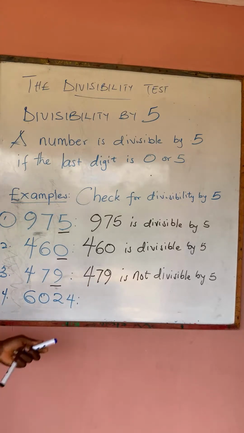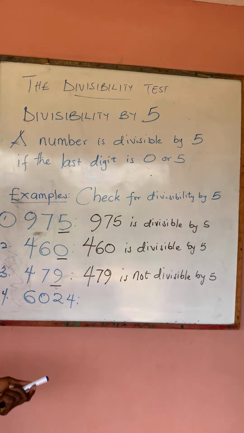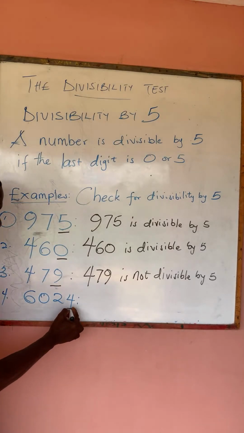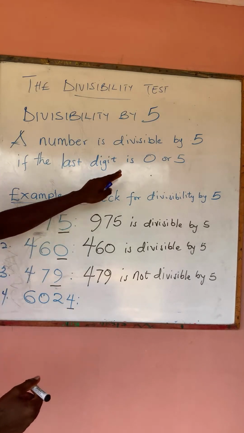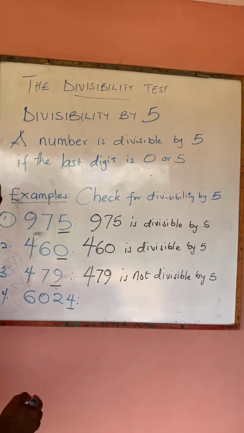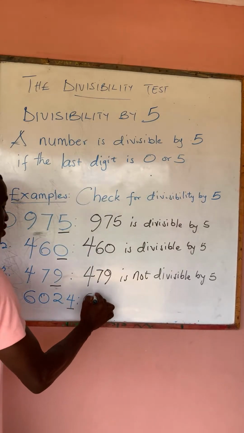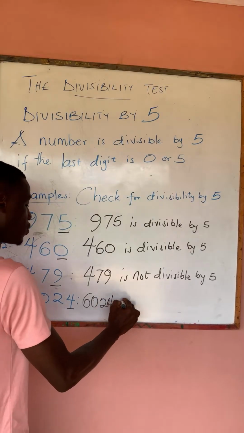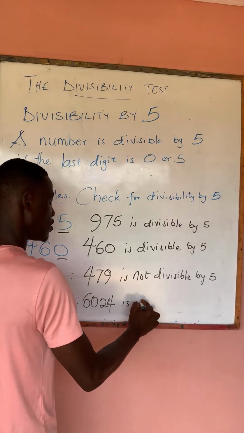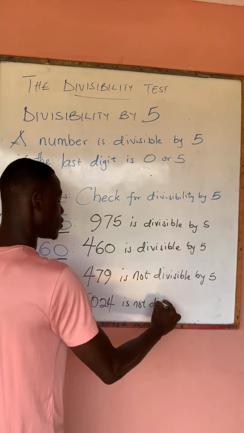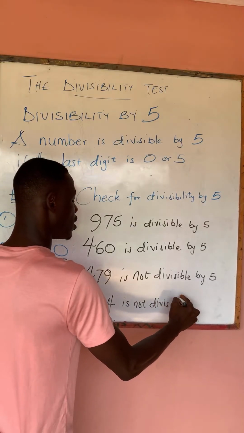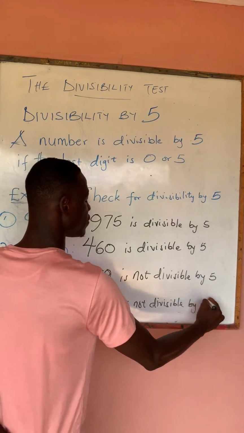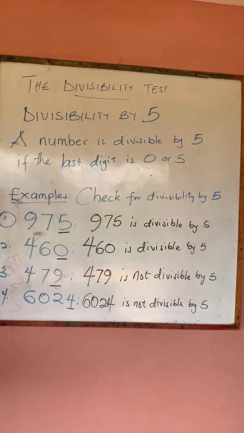6,024. I check whether it is divisible by 5. Over here you can see the last digit is 4, which is not 0 or 5. So you conclude that 6,024 is not divisible by 5. Alright, so that is for divisibility by 5.